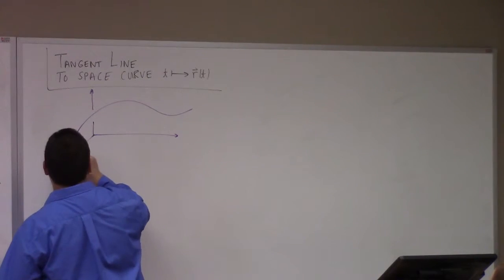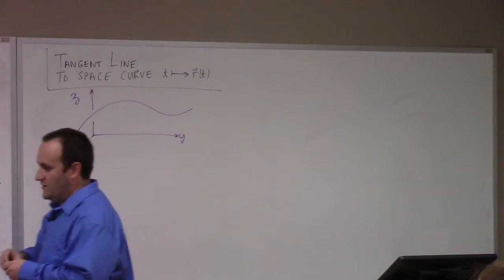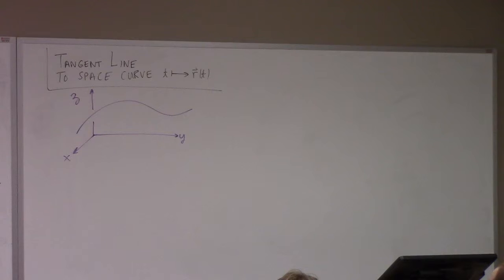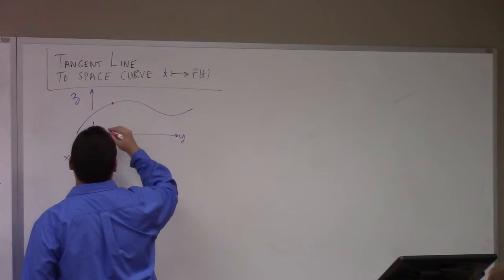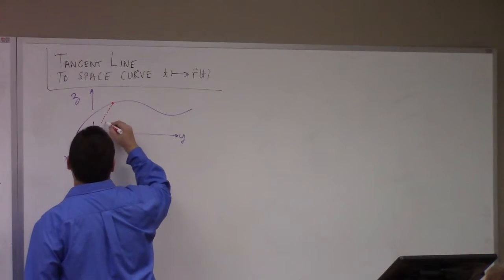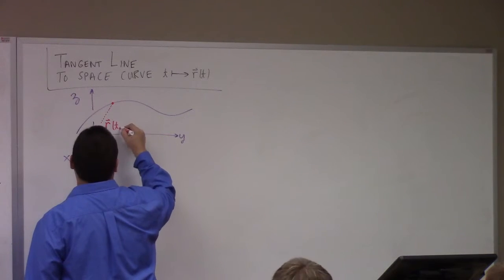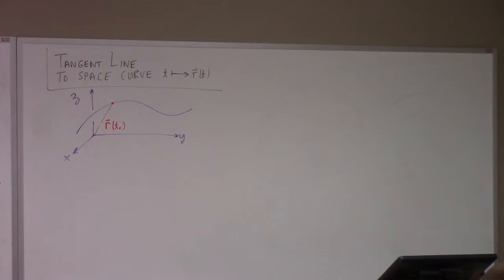Here's your x, y, z. And I want to describe how to parametrize the tangent line to the space curve at a particular point. I'll pick this point for the purposes of my artistry. So basically my base point of tangency is going to be r of t naught. So what's the direction vector of the tangent line?